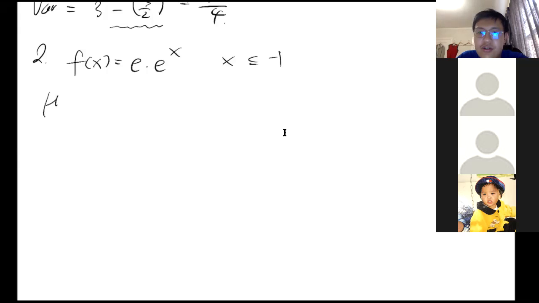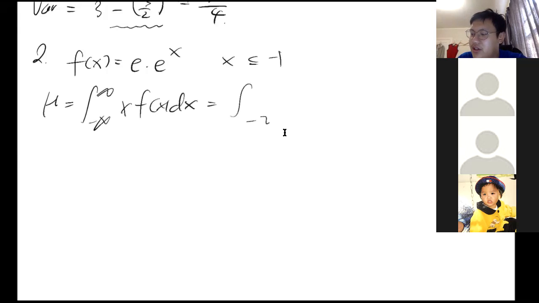So we want to find mu first, because in order to find the standard deviation, we need to find the variance. It's just the square root of the variance. So in order to find the variance, we need to find mu first. So mu is defined from negative infinity to positive infinity of x f(x) dx. But we only care about the part from negative infinity to -1, because that's where the range of x is non-zero. So that's just the integral of x times e times e to the x dx.